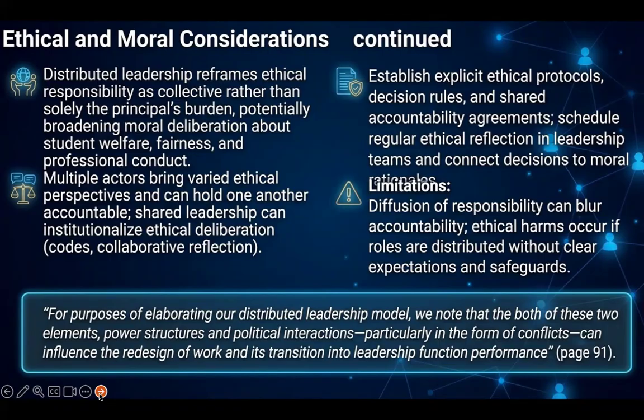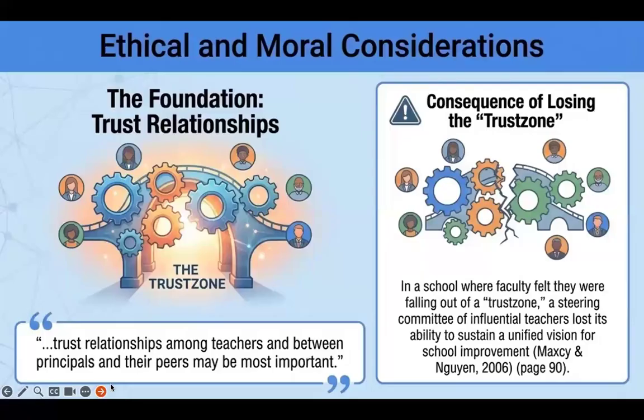Some limitations to consider is that the diffusion of responsibility can blur accountability. So again, it's really important to be specific and make sure that everyone's on the same page so that we're not having a fractured vision. And a quote that exemplifies this is: "For purposes of elaborating our distributive leadership model, we note that both of these two elements, powerful structures in political interactions, particularly in the form of conflict, can influence the redesign of work and its transition into leadership function performance." And so ethical and moral considerations being at the forefront is really important.